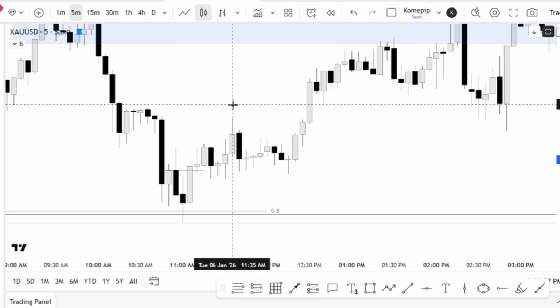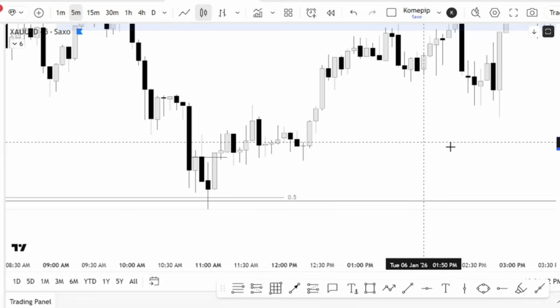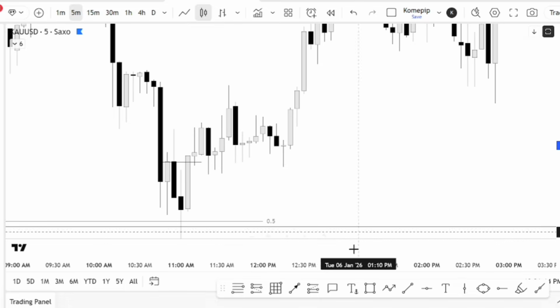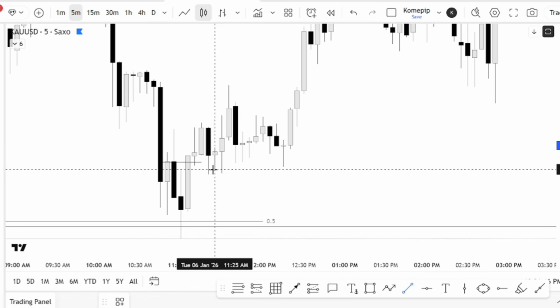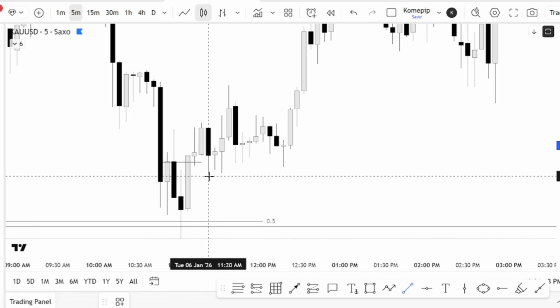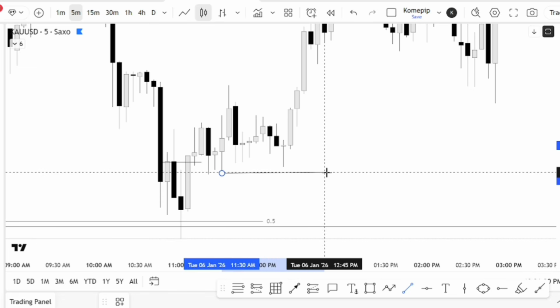Because according to multi-time frame analysis and time frame alignment, using the 4-hour point of interest with the 5-minute point of interest does not tally. So I have to check and be extra careful. This is what you should always have in mind. Now, I was a little bit careful, and of course I was expecting price to take out this low.